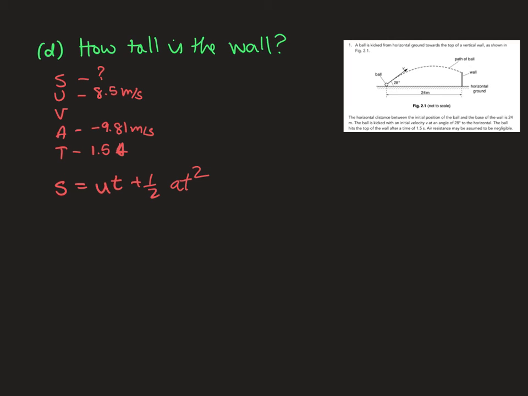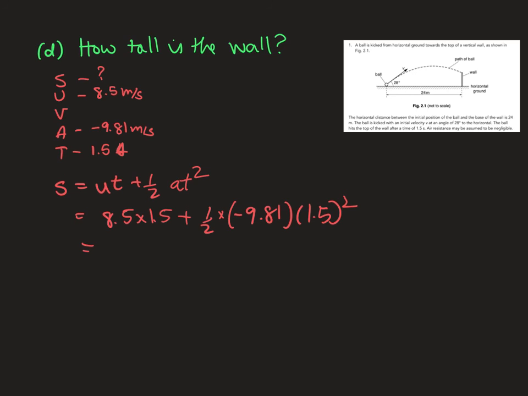Now, I don't have any zeros in here, so I'm going to have a lot more math to calculate. Let's put in the numbers. So U, 8.5 times 1.5 seconds plus a half times, don't forget the negative sign, 9.81, and then times 1.5 squared. Put it in your calculator, and hopefully you're going to get the same answer I do. Push pause, make sure you can get it yourself.